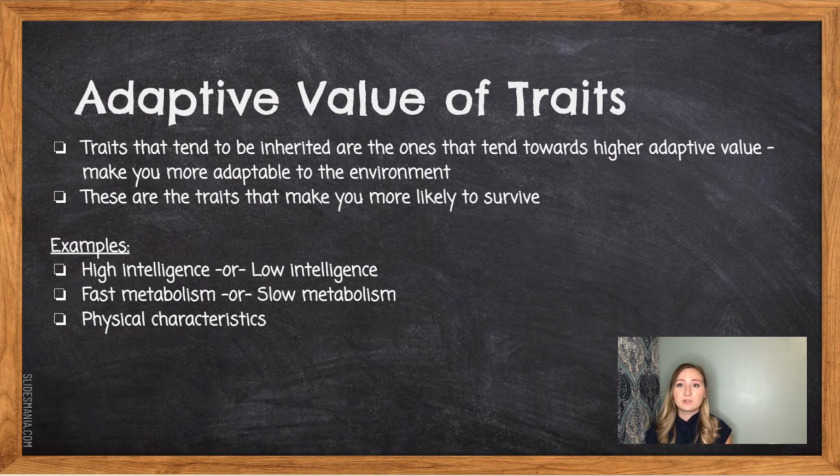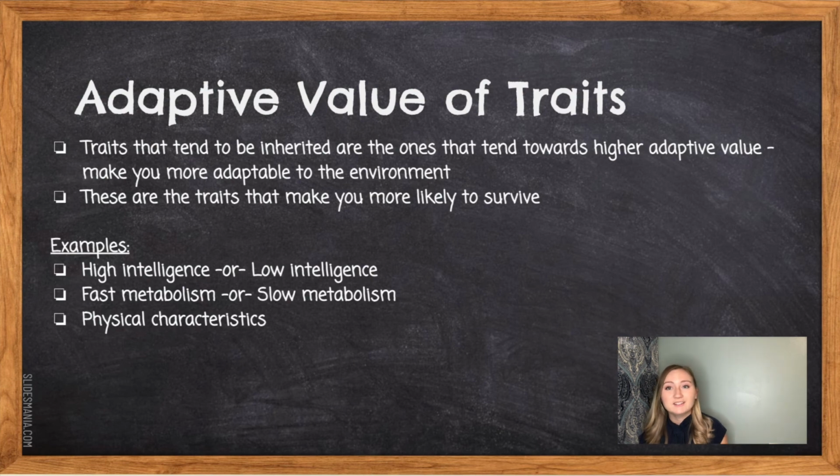I mean, think animals. If a deer is going to reproduce, they're going to create a fawn, and the fawn is going to look like, what does a deer look like? It camouflages in the forest, right? These are the traits that make you more likely to survive. It makes you more adaptable to the environment. So the more adaptable you are to the environment, that's a higher adaptive value for that trait. Those are the traits you're going to tend to pass on.